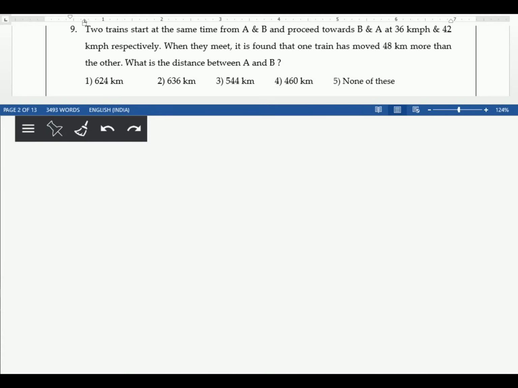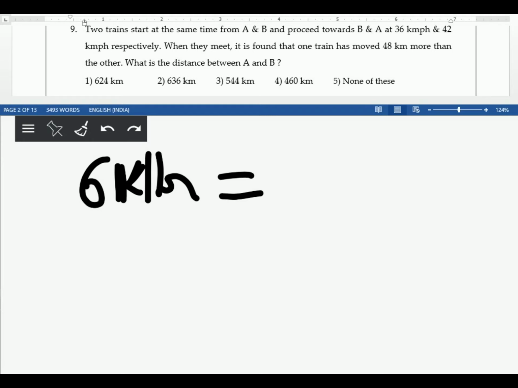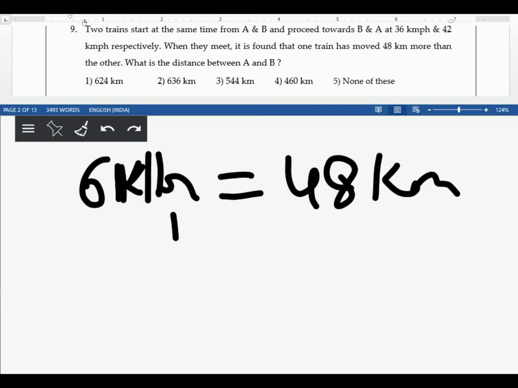Trains start at the same time from A and B and proceed towards B and A at 36 kilometers per hour and 42 kilometers per hour respectively. When they meet, it is found that one train has moved 48 kilometers more than the other. What is the distance between A and B? The difference between speeds of the train A and the train B is 6 kilometers per hour. In 6 kilometers per hour, it traveled 48 kilometers. For 1 hour, it traveled 8 kilometers.